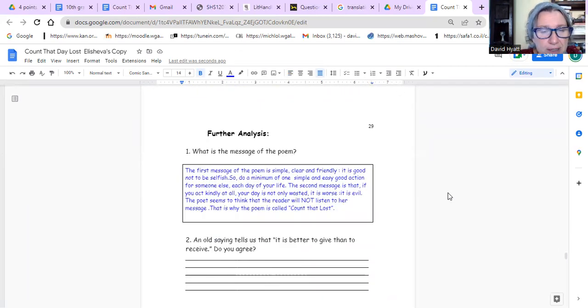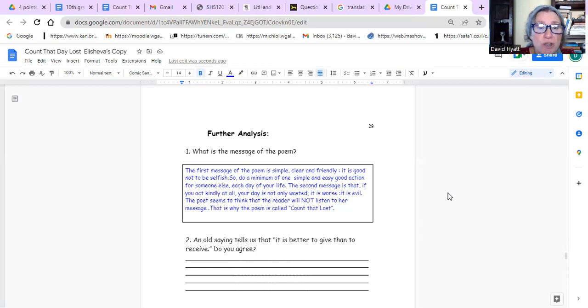Further analysis. 1. What is the message of the poem? The first message of the poem is simple, clear, and friendly. It speaks to you like a friend.